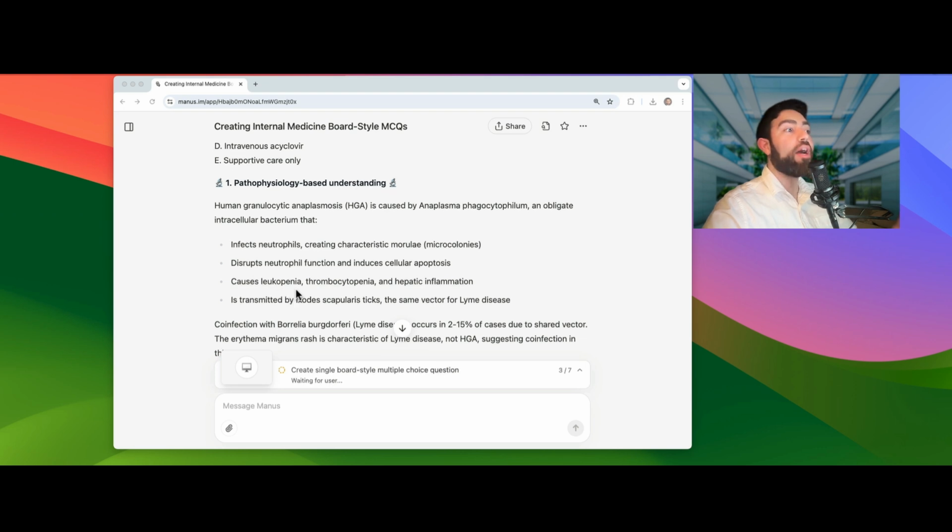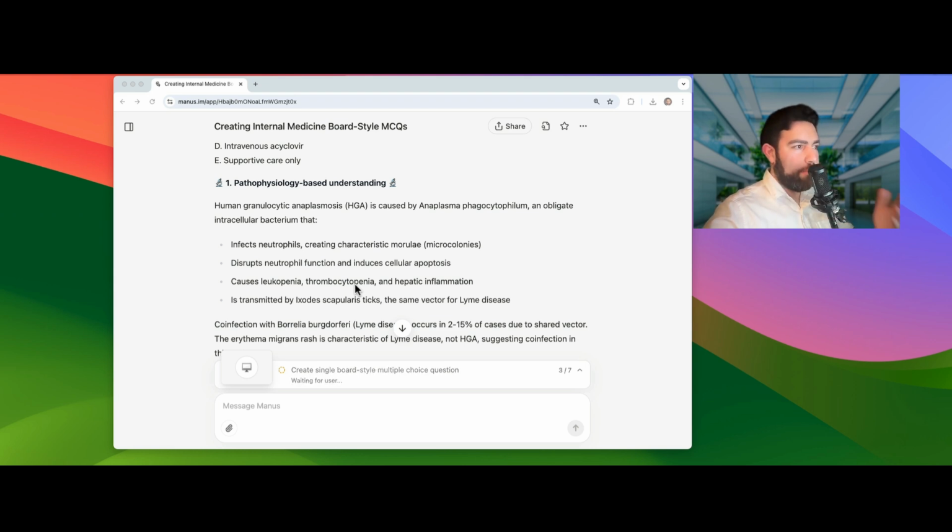It causes leukopenia, thrombocytopenia, and hepatic inflammation, which is what makes it different from what Lyme disease causes, right? Without that, you wouldn't have to suspect that this patient had HGA, but you had a specific central clearing rash that was Lyme. Leukopenia, thrombocytopenia, and hepatic inflammation are not typical of Lyme. So then you should start thinking about these co-infections.